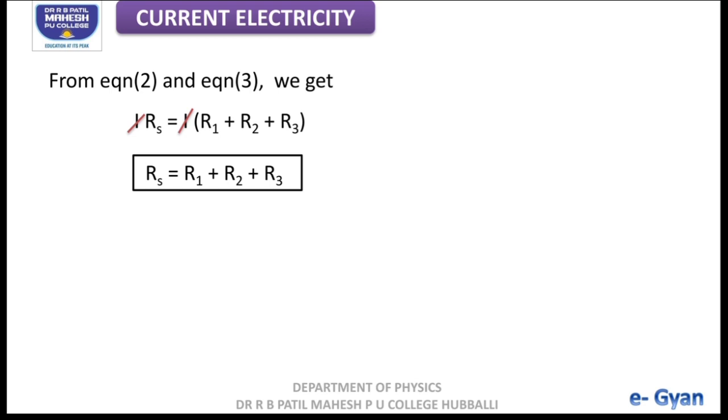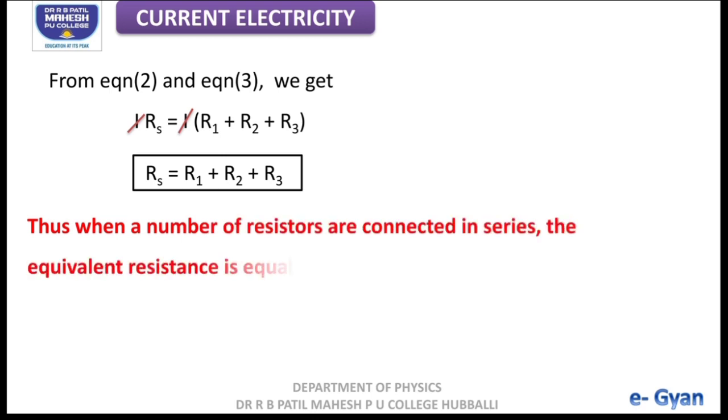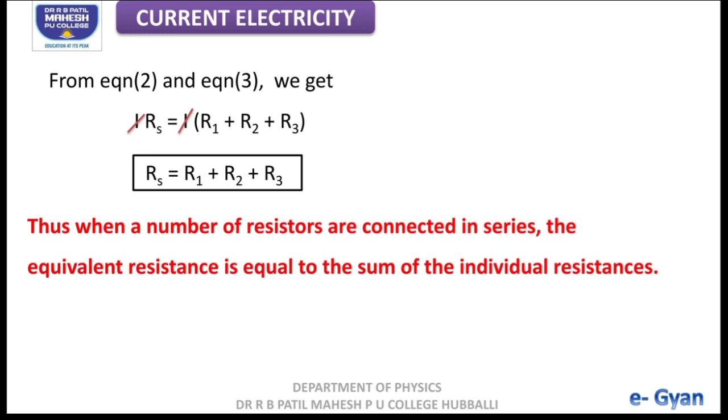The same thing is applied for any number of resistors. By this we come to know that when the resistors are connected in series, the resistance of the circuit increases. Hence, finally we can conclude that when a number of resistors are connected in series, the equivalent resistance is equal to the sum of individual resistances.